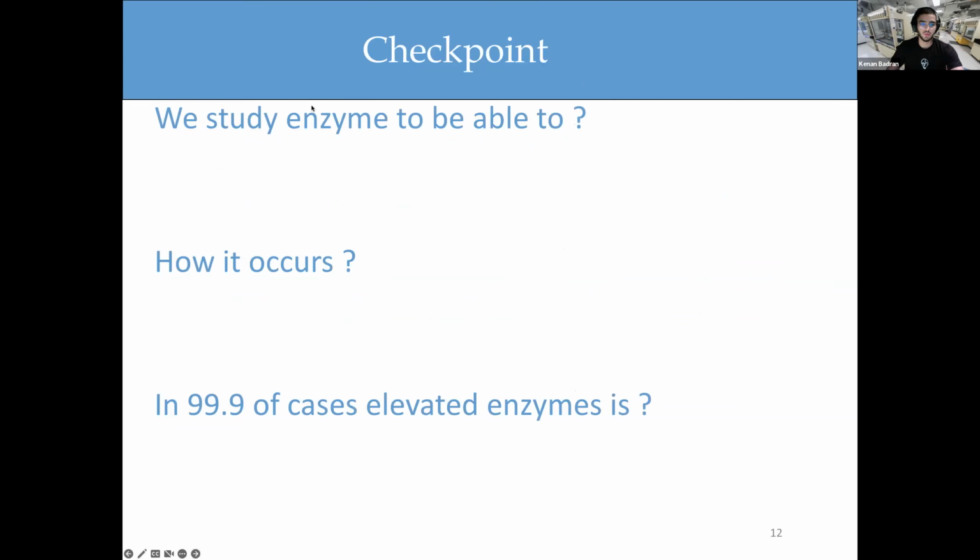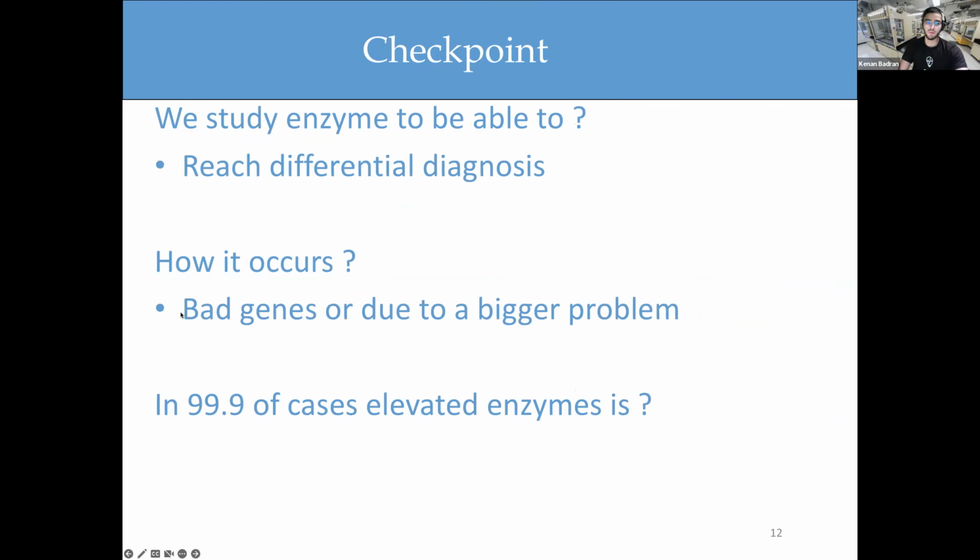Now, checkpoint. We study enzymes to be able to reach a differential diagnosis and understand how it occurs, either by bad genes or due to a bigger problem like a disease, such as cancer, that is affecting the enzyme. And in 99% of cases, an elevated enzyme is bad. There's only one case where an elevated enzyme is normal, where it should be high, and only when it decreases is that a problem. Besides, of course, the blood clotting factors.